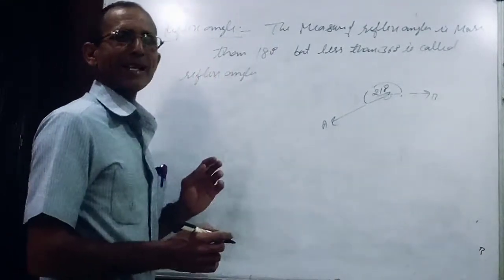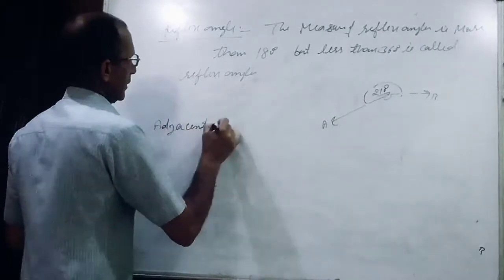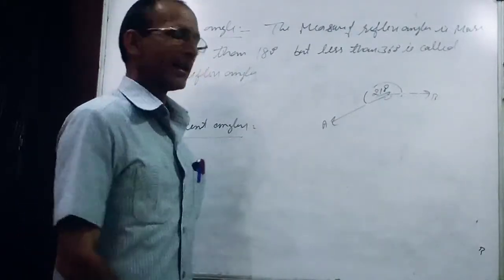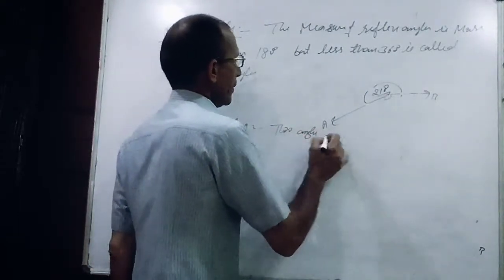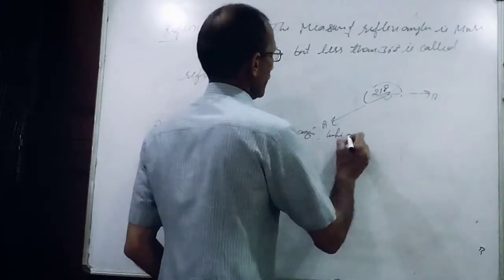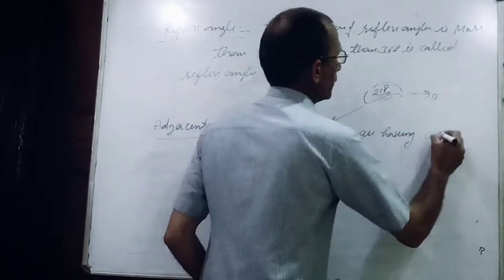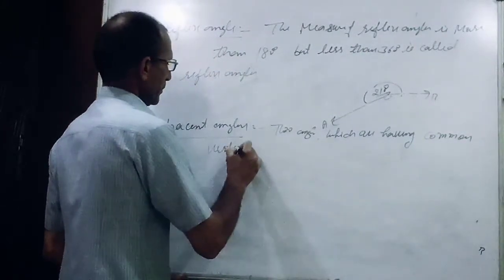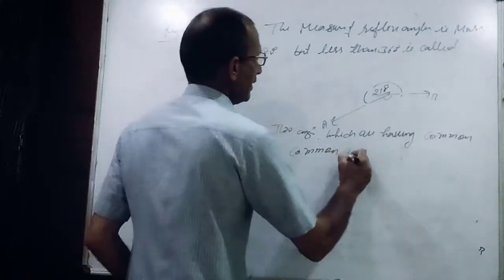Next is adjacent angles. Two angles which have a common vertex and a common arm.